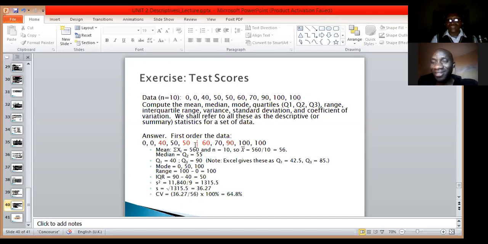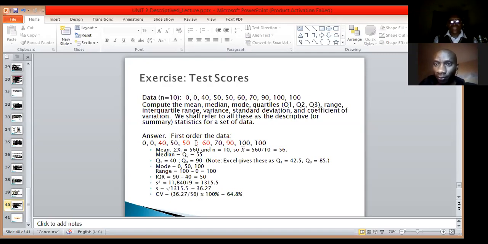Yes, exactly. So let's find our median. 50 plus 60 is 110. Divide by 2, it gives us 55. So our median is 55, between 50 and 60 here.